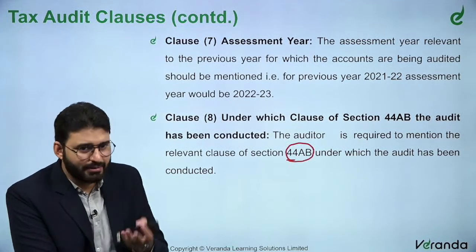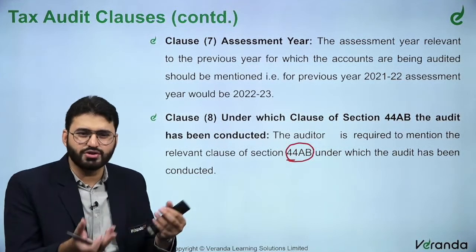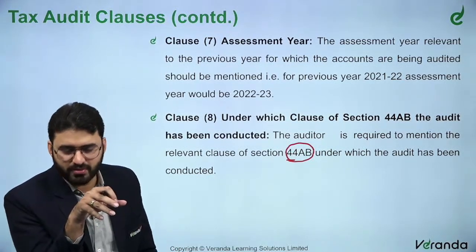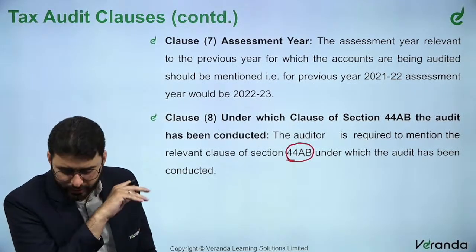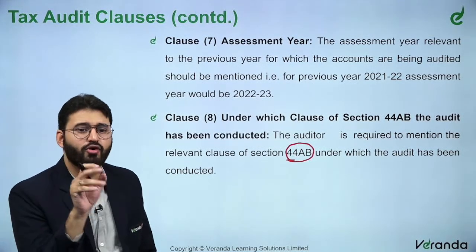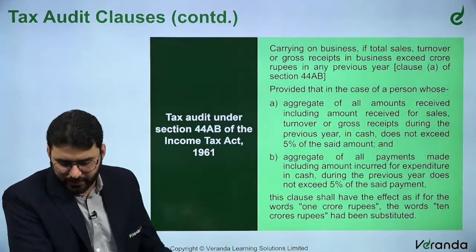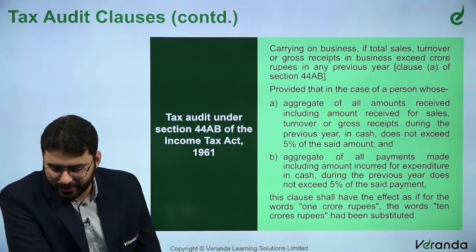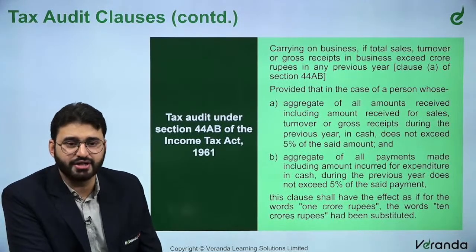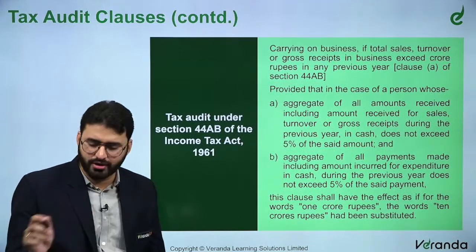There are multiple conditions, and there is a lot of confusion here also. You need to study your income tax paper, paper number 7 or paper number 8, to get a better insight. But anyway, I am just going through what is there in 44AB. Carrying on business: if the total sales, turnover or gross receipts in the previous year exceed 1 crore rupees, clause A of section 44AB applies. So, the general threshold is 1 crore.